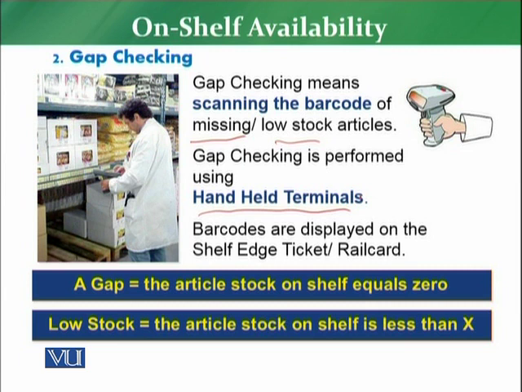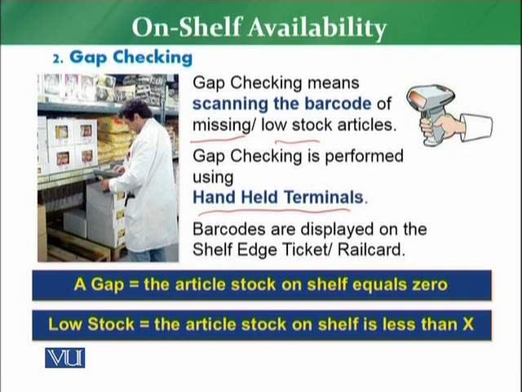Barcodes are normally displayed on the shelf. And what are these barcodes? If you have observed, products have price tags, and these price tags normally have the barcodes available on the rail cards or on the shelf edge tickets. From there you can easily identify whether the product is available and how much stock the product has, because this HHT has the stock record. Whatever is available, the HHT has the stock availability status. So you can immediately scan it, and after scanning you will get to know either this article is low in stock or this article is not available in stock. So both will tell you.